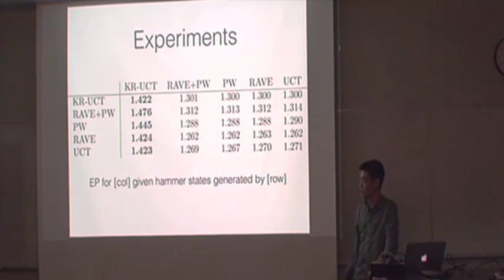And then bold over here is significance in a paired t-test. So we see that if we compare columns, kernel regression outperforms all other algorithms, regardless of how good or bad of a state we may be in based off of that bias of getting to that hammer state. We didn't see any statistical significance between states themselves if we compare rows, but it kind of looks like RAVE plus progressive widening might have a slight edge, but there's no statistical significance there based off of the data we collected.